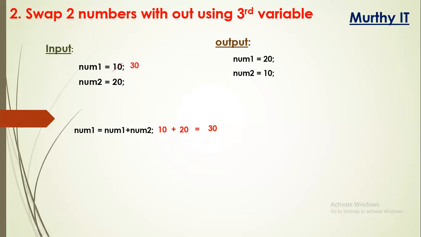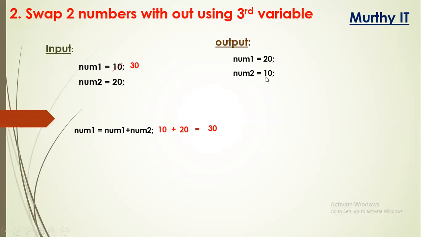But in the output, what do we want? In the output, we want 20 in number 1. If you want to get number 1 or number 2, first let's take number 2. Why? Because number 1's value is already there, right? So let's first do number 2.